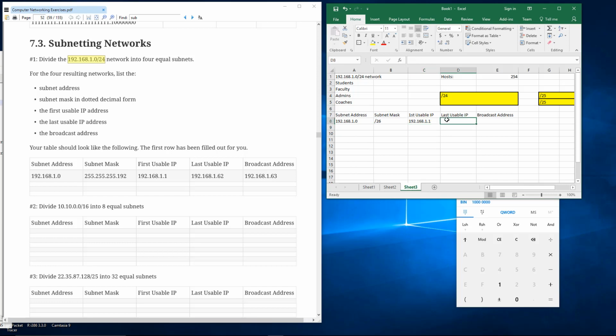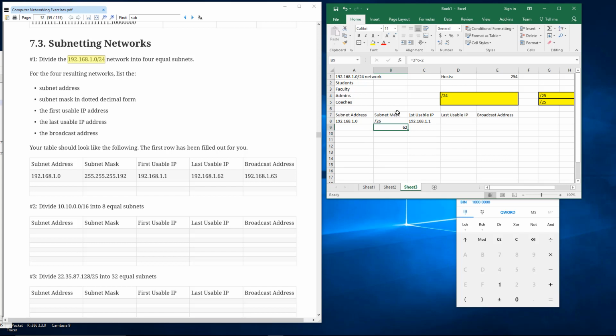Now the trickiest part of enumerating this is finding the last usable IP address. So how many hosts can I put on this /26 network? It equals 2 to the what? Pause the video if you need time to think about it. I'll give you the answer. It's going to be 2 to the 6th. So it's 32 minus 26 is 6, and we subtract 2. We get 62 usable hosts.